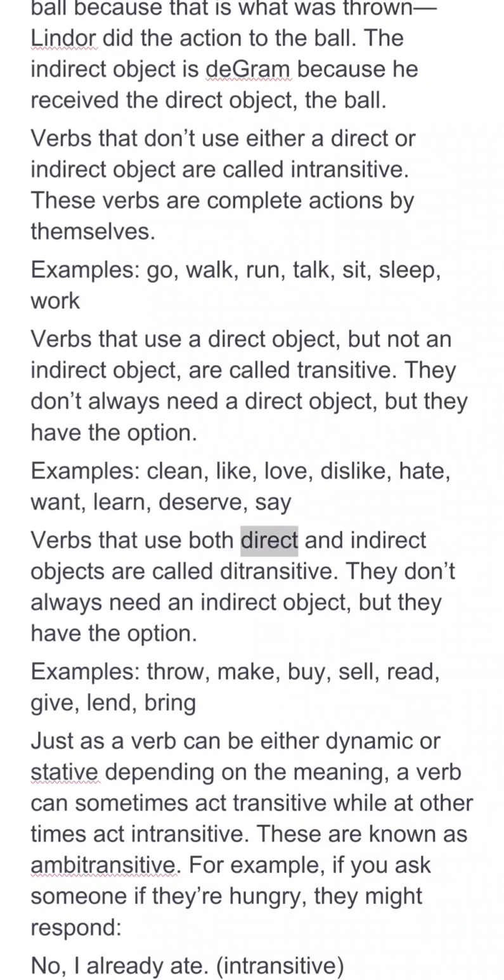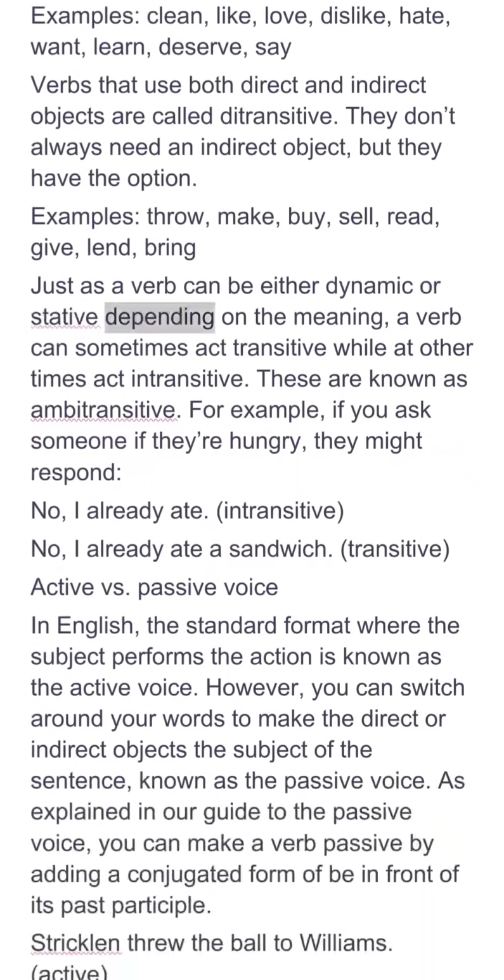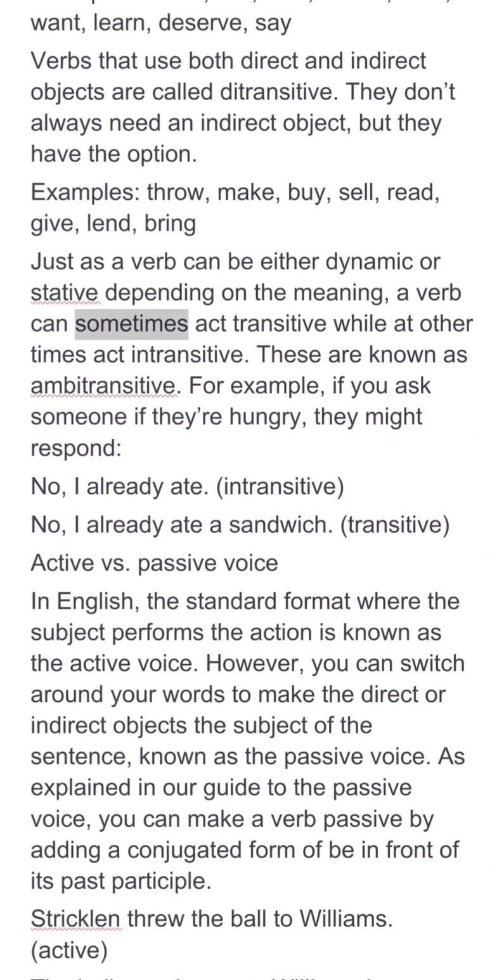Verbs that use both direct and indirect objects are called ditransitive. They don't always need an indirect object, but they have the option. Examples: throw, make, buy, sell, read, give, lend, bring. Just as a verb can be either dynamic or stative depending on the meaning, a verb can sometimes act transitive while at other times act intransitive. These are known as ambitransitive.